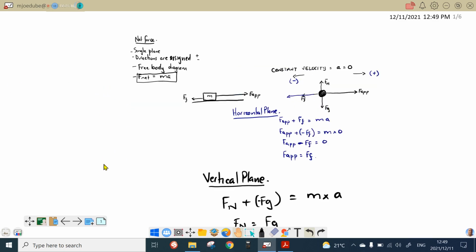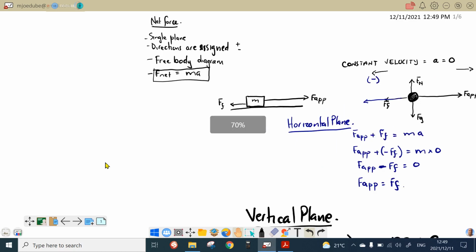Remember, it is important to consider the following. One, you need to know that you work in a single plane at a time. You must assign directions, give the one a positive direction and the other a negative direction. And secondly, or thirdly, you need to make sure that you draw or represent the free body diagram of the scenario, and then you use that to help you determine your outcomes. And then you must also have F net equal to ma. Always consider, is there an acceleration or is there no acceleration?